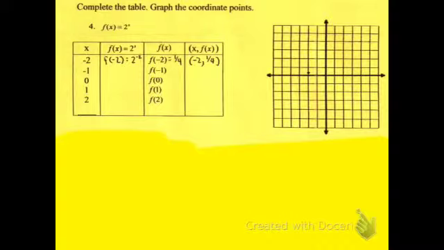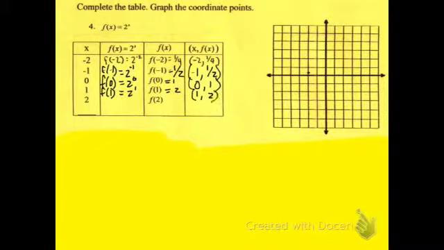Moving on to 4. These ones are a little bit different because you're plugging in and it's an exponent. So here at f of -1, you're going to put -1 where the exponent is, and 2 to the -1 is 1/2. So you get the point -1, 1/2. Plug in 0, and 2 to the 0 power is just 1. So you get the point 0, 1. Plug in 1 for x, you got 2 to the first power, which is 2. And so you get the point 1, 2.